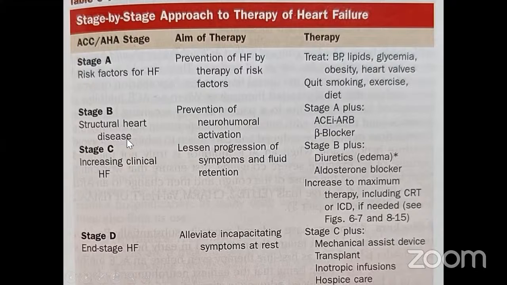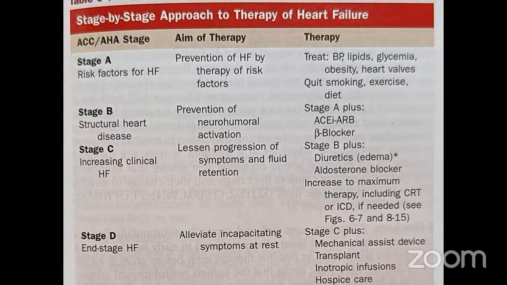Stage B, there is already structural heart disease. Prevention of neurohumoral activation, how? By ACE inhibitors and beta blockers. These are the two main drugs in cardiovascular conditions. Wherever you go, whatever you do, if you happen to administer ACE inhibitors or ARBs, that means God has helped you to a large extent, and the patients are very, very safe in your hands. And if tachycardia is there, a beta blocker, so that you do not go to stage B at all if these first two are taken care of.